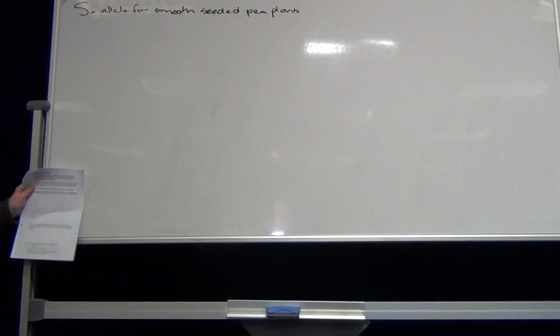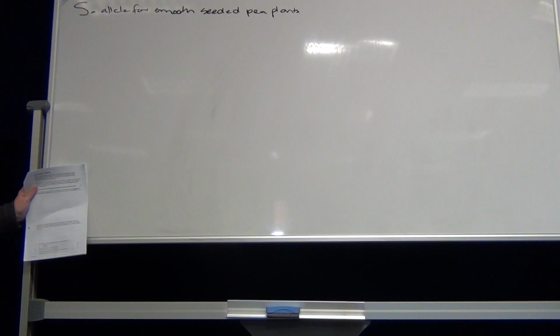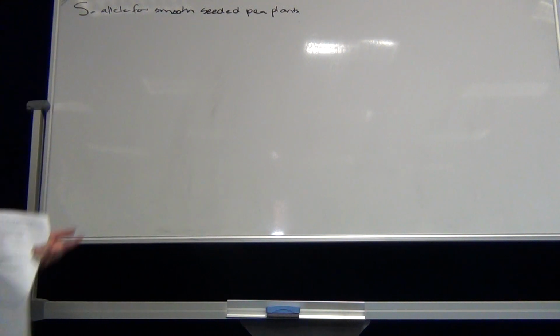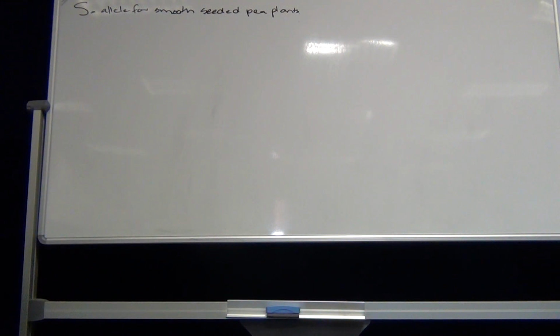Look at me, stop writing and listen. You can't say the allele for smooth seeds in pea plants, because that implies that within one plant, some of the seeds may be smooth and some of them may be wrinkled. But it's not like that. It's that the whole plant has smooth seeds or wrinkled seeds.